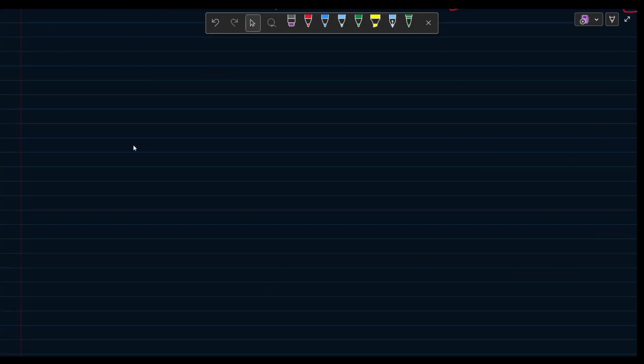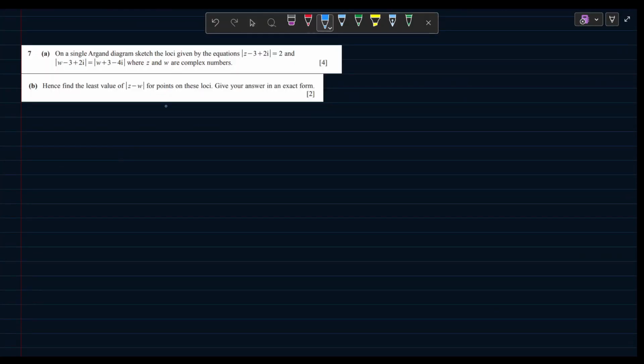Let's look at another example. On a single Argand diagram, sketch the loci given by the equations modulus of z - 3 + 2i is equal to 2, and the modulus of w - 3 + 2i is equal to the modulus of w + 3 - 4i, where z and w are complex numbers.